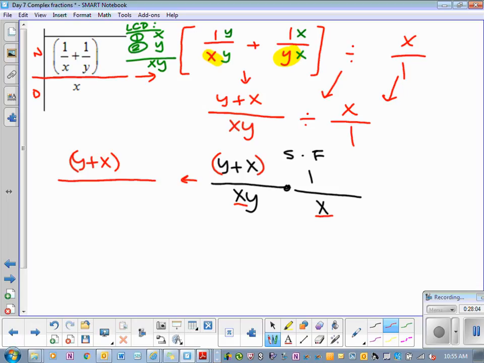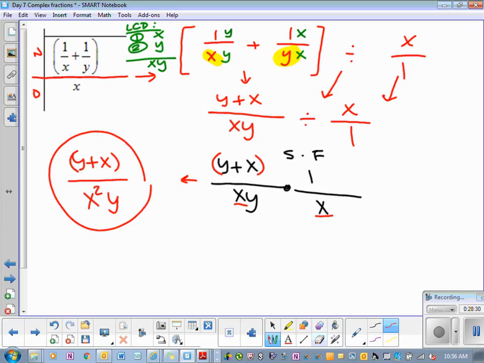How many x's do you have on the bottom? So that's going to be x squared y. And that is your final answer for that one. Pretty good, right? Does this make sense? Like, does it feel a little bit natural? Do we have another example?